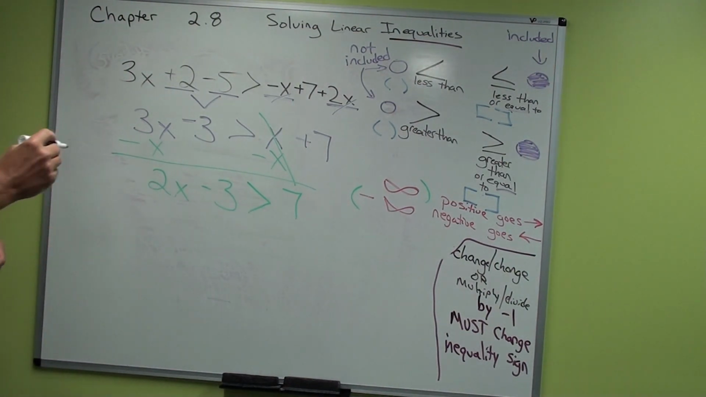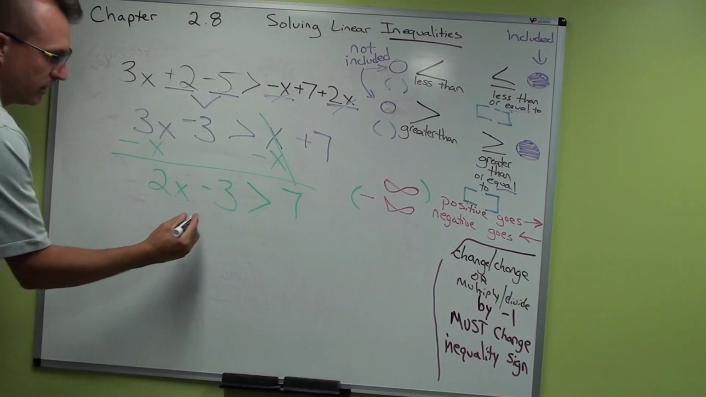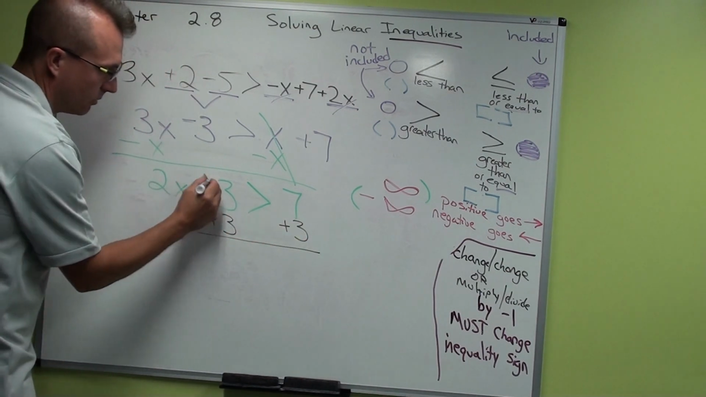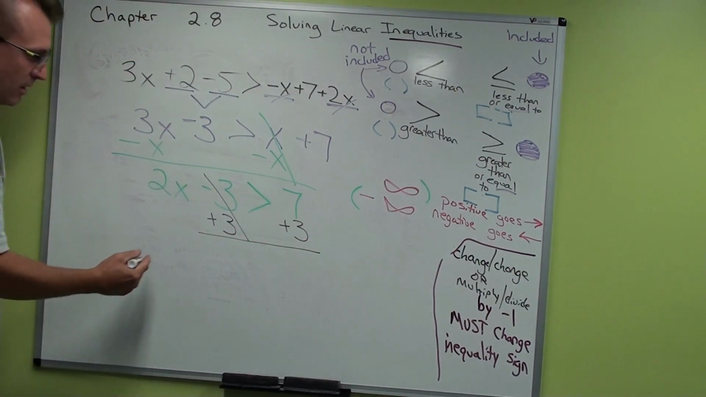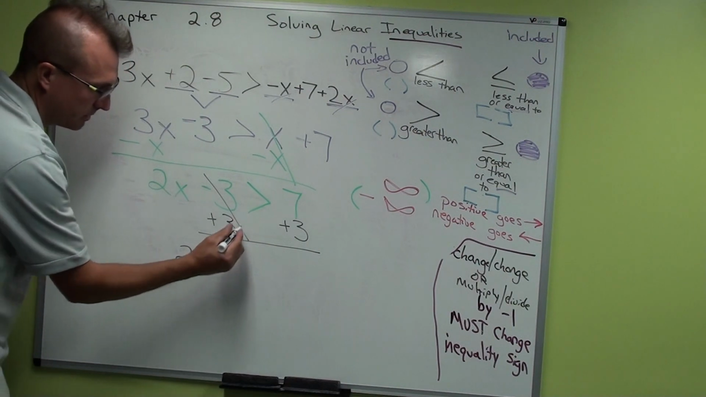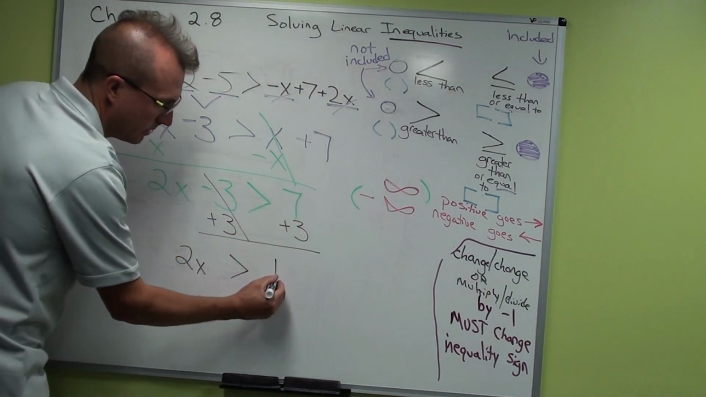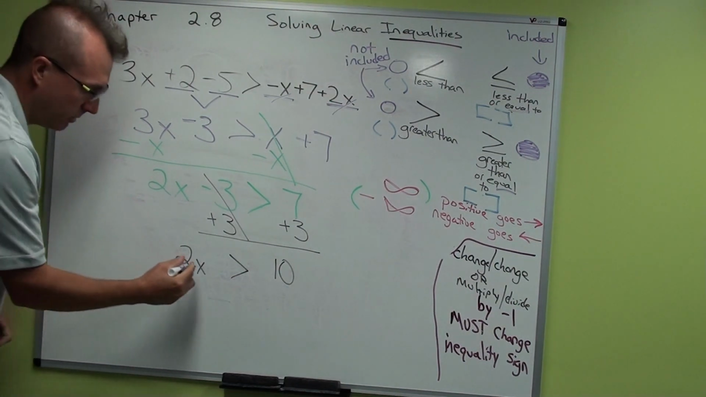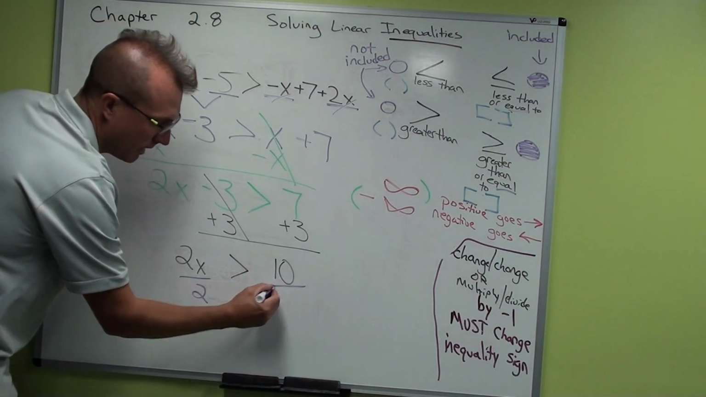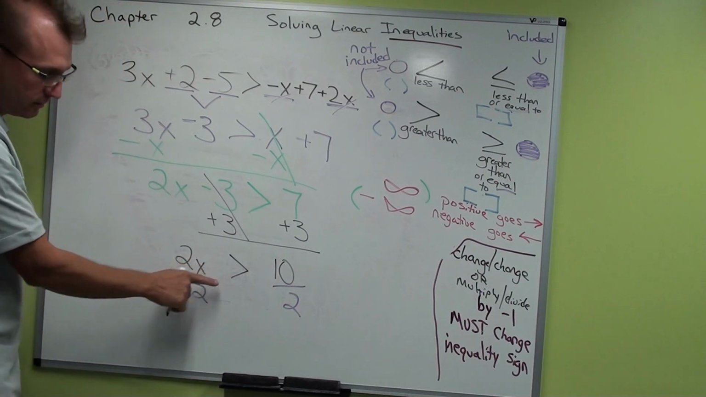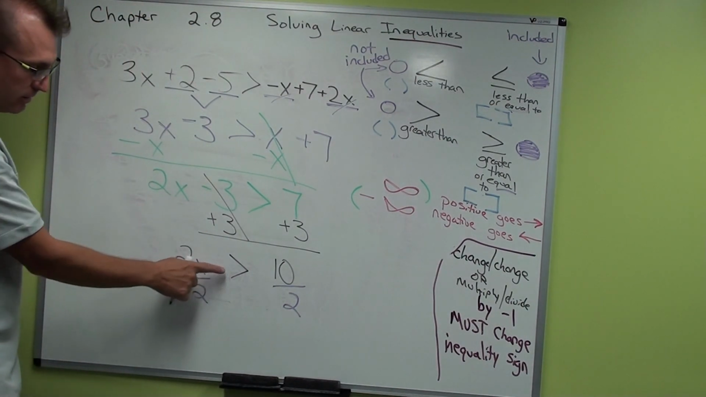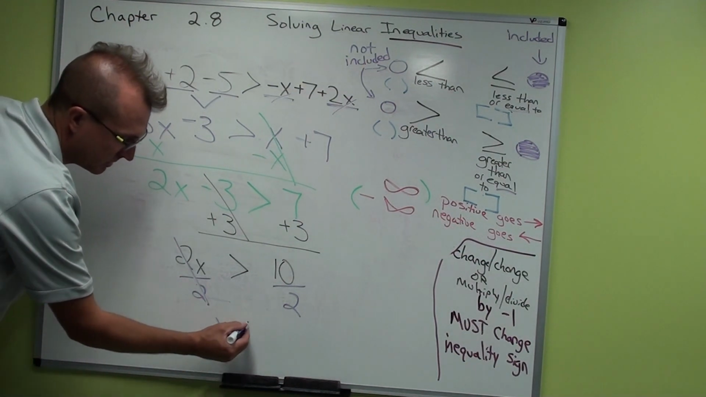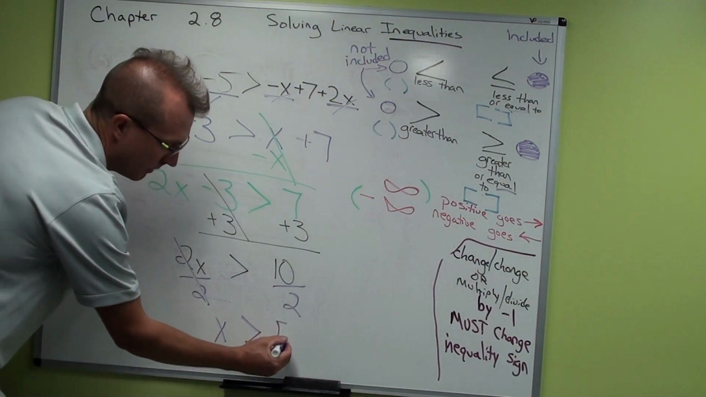Next step, we got to move that 3 out of there. Add 3 to both sides. Cross that out. Come down, you have 2x is greater than 10. Divide by 2. Don't flip the sign because it's not a negative 2. The sign stays the same. Cross your 2's out. You're going to get x is greater than 5.